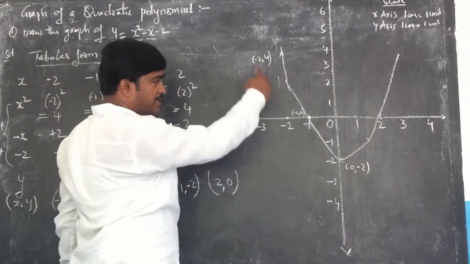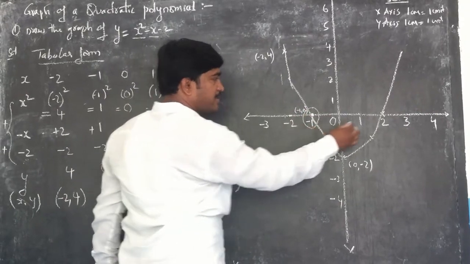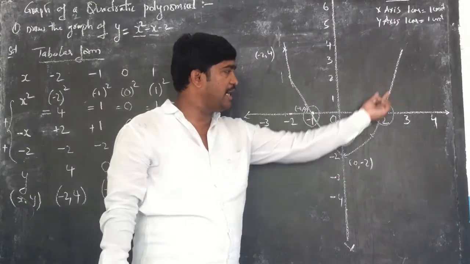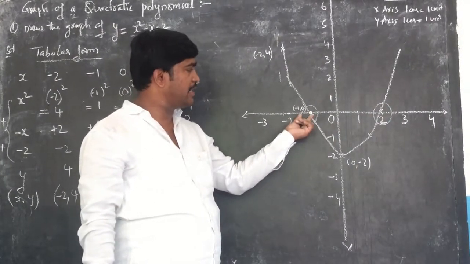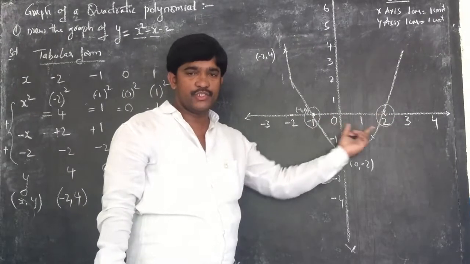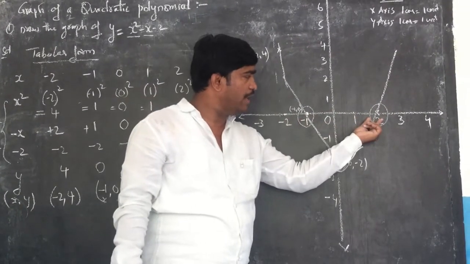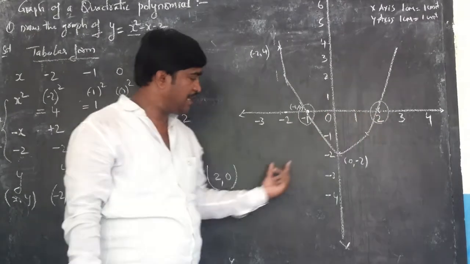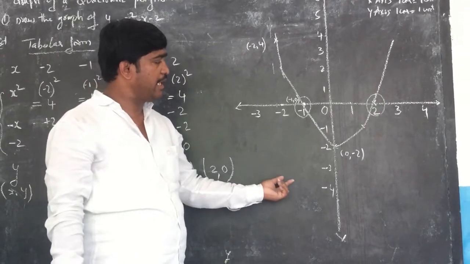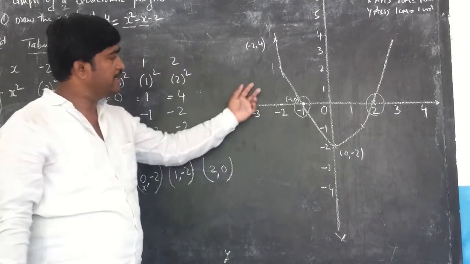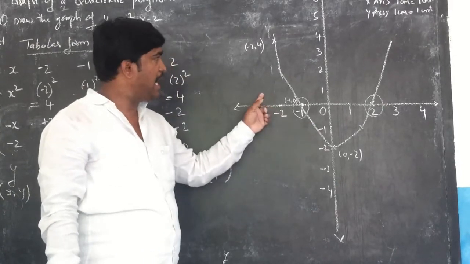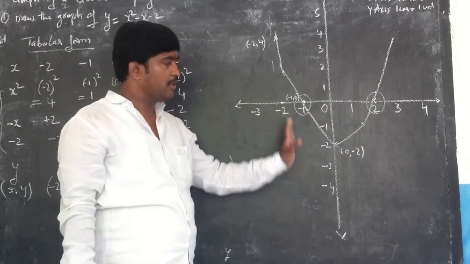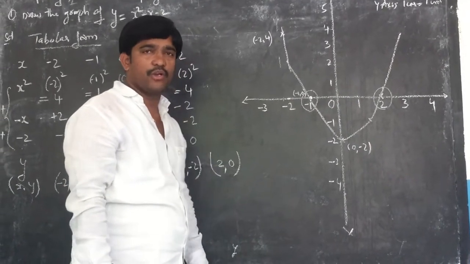Now if you observe, this graph is intersecting the x-axis at 2 points. You can observe the x-axis is intersecting the graph at 2 points: minus 1 comma 0 and 2 comma 0. These two values are called the zeros of the polynomial, which can be obtained from the graph. The graph y equal to x square minus x minus 2 is intersecting the x-axis at minus 1 comma 0 and 2 comma 0. This is how we draw the graph of a quadratic polynomial.